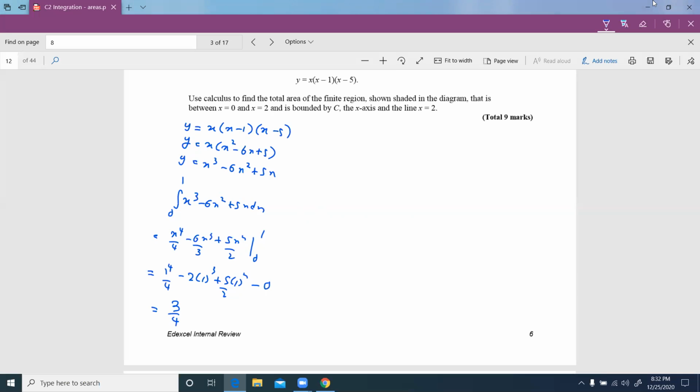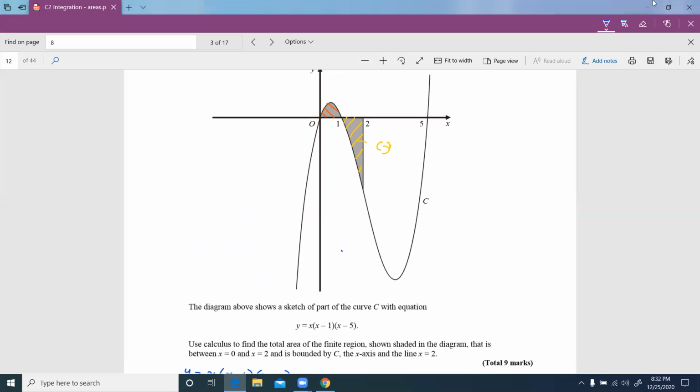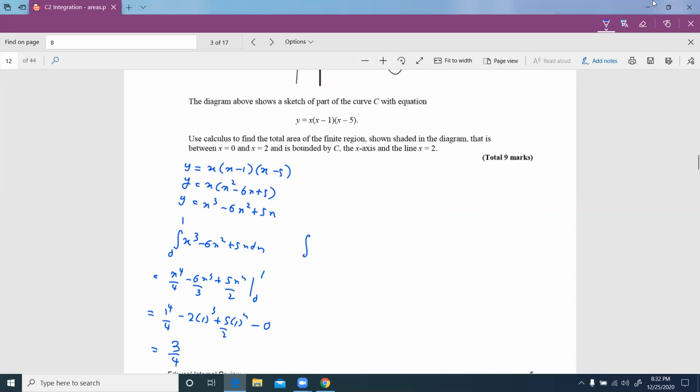Then I'll do the same integration for the next range. Next range is from 1 to 2, sorry. It's 1 to 2, right? If you do this integration from 1 to 2 of x cubed minus 6x squared plus 5x, you'll obtain the same thing. The only thing is the boundaries are changed. x to the power 4 over 4 minus 2x cubed plus 5 over 2 x squared, from 1 to 2, right?